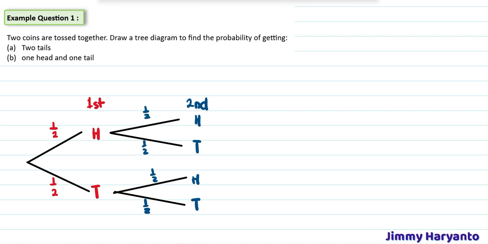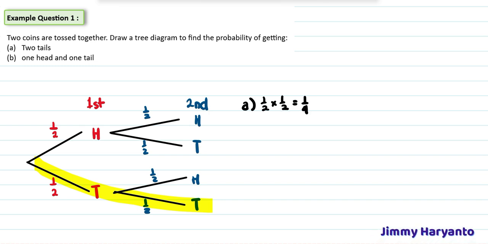Okay, and then you only have to take a look at the path that the question wants. The question wants you to find two tails. That means the path will be this one. Two tails means half times half equals 1 over 4. You only have to see the path and then multiply the probability.